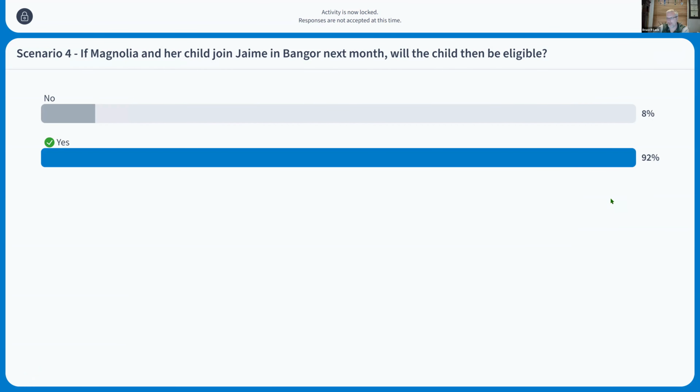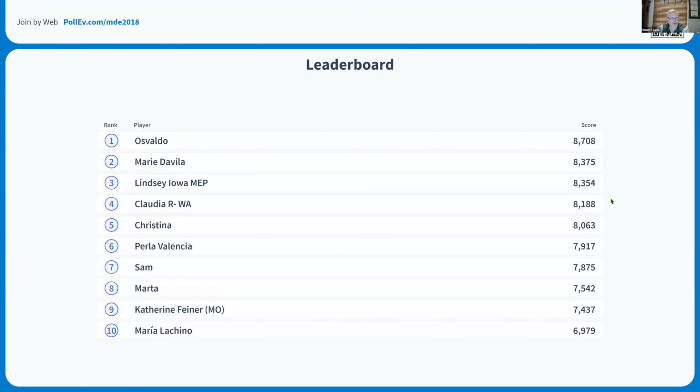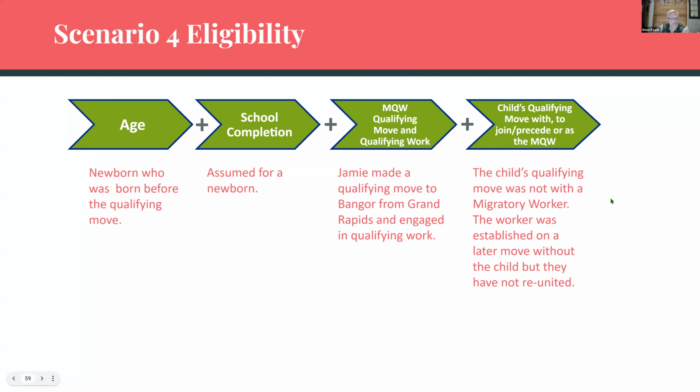And yes, they would become eligible because at that point, they have joined the worker on his move. Oswaldo's still holding on. Marie and Lindsay are at their heels. So the child was a newborn baby. They're under the age of 22. They were born before the qualifying move, which is important with newborns for us to distinguish. Obviously, the newborn hasn't got a GED or high school diploma. So when we say they're eligible for our free public education, that's kind of the criteria we look at. A newborn probably wouldn't go to school, but they're not barred from school in the future.